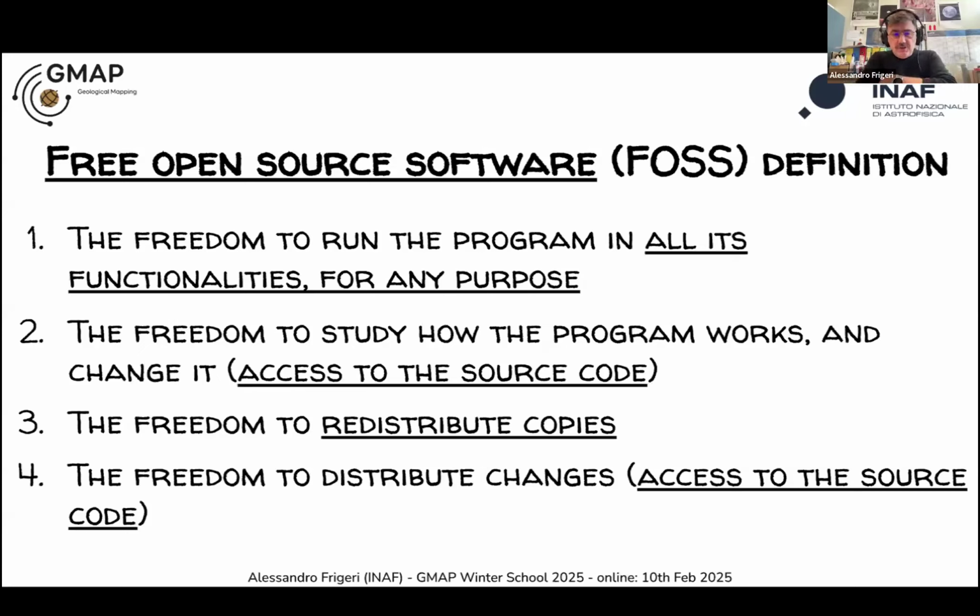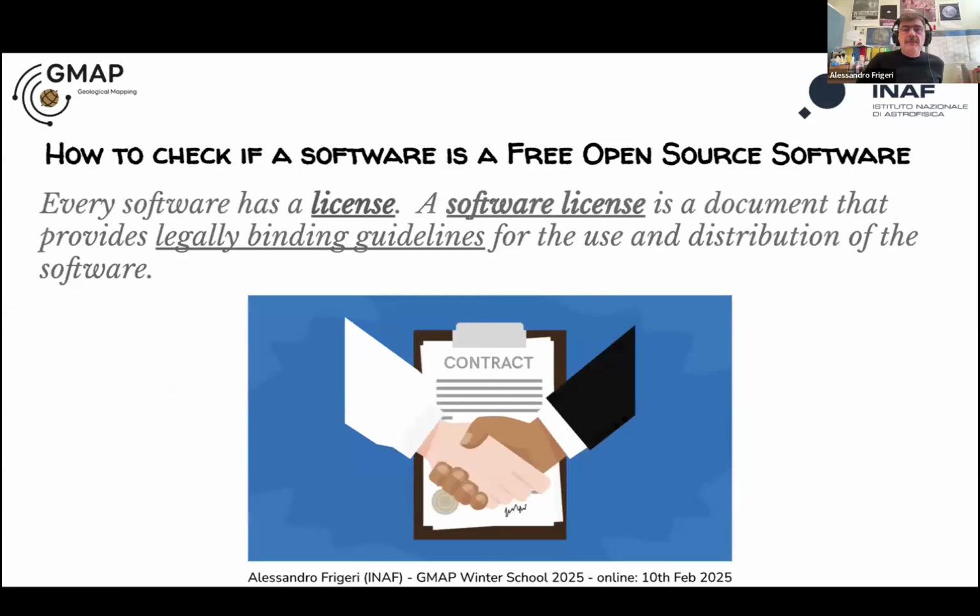The fourth point is also important, and we will see afterwards why, is the freedom to distribute changes, which also implies access to the source code. The freedom to distribute changes translates in the freedom to improve it. So if I have access to the source code, I can study it, and also I can find some problems or improvement, and I can do it and redistribute these improvements abroad.